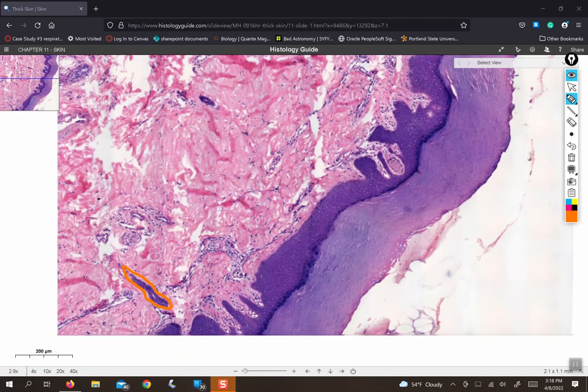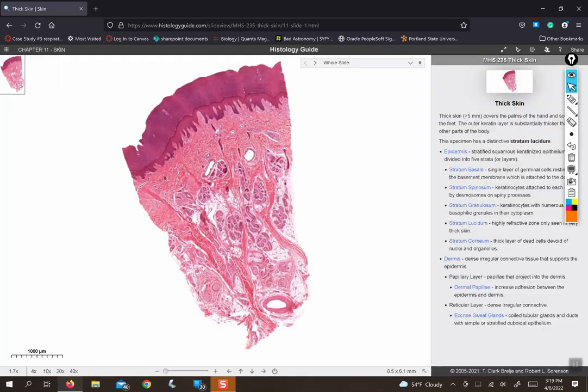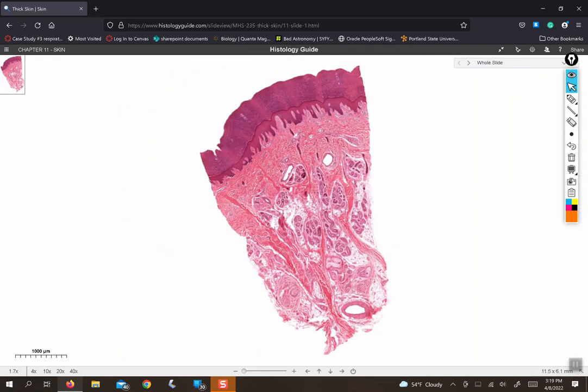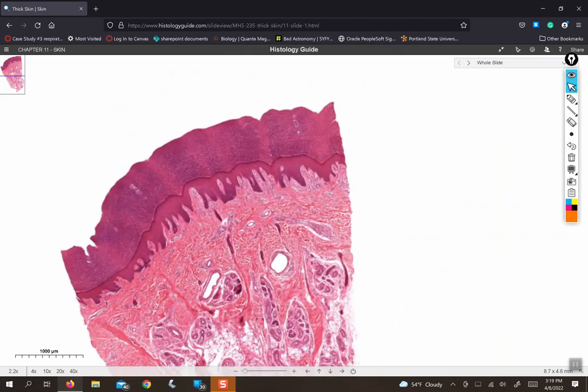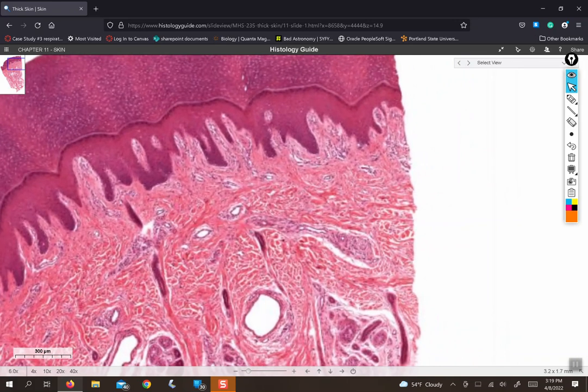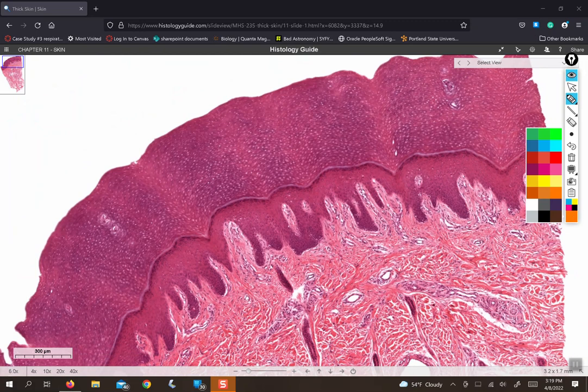So now let's go check out another piece of thick skin. This one has much better sweat glands, but first we're just going to have a peek at the epidermis and the dermis. So this particular slide has a much more pronounced and easier to see stratum lucidum. So you see this light translucent layer that divides the stratum corneum from the stratum granulosum. That is the stratum lucidum.